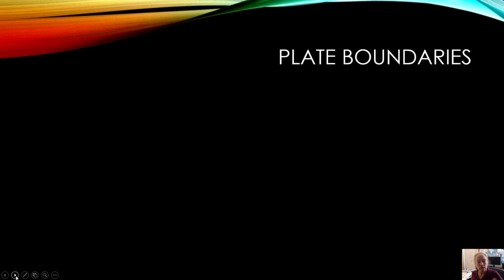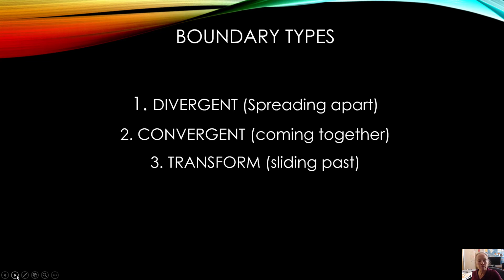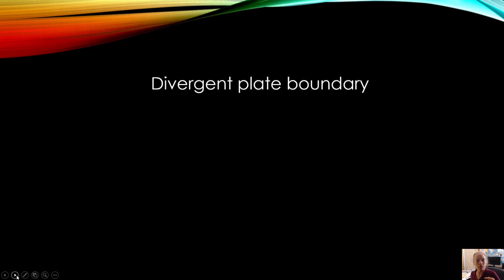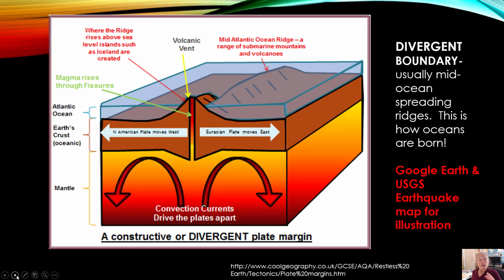Okay, so let's get down to the nitty-gritties of the different types of plate boundaries. 1, we've got the ones that spread apart. We call those divergent. 2, we've got the kind that come together. We call those convergent. 3, we've got ones that slide past each other. We call those transform. Let's start with the divergence. The mid-ocean spreading ridge, which I showed you, is a divergent plate boundary.